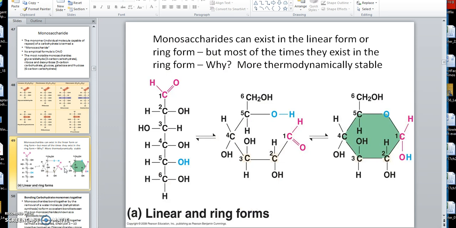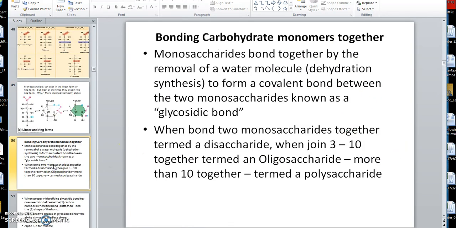I mentioned also that carbohydrates can exist in a linear form, 3-dimensionally, and a cyclical form. They prefer the cyclical, but they will oscillate between the linear and this. This form is the most thermodynamically stable, remember thermodynamics, energy. When we look at bonding carbohydrate monomers together, the bonding occurs, if you recall, by removal of water, a dehydration synthesis. So we would be going from the monomer to the polymer.